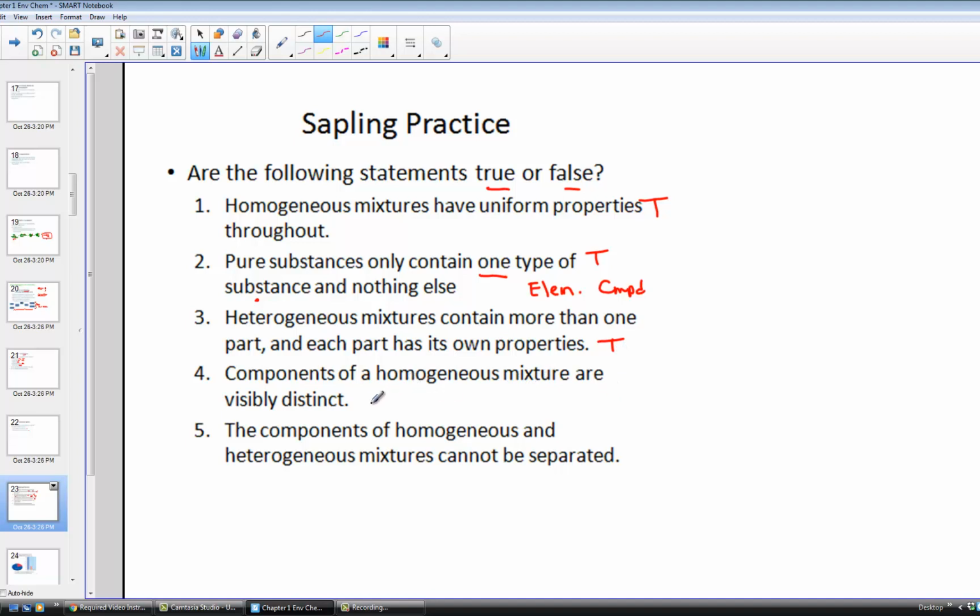Components of homogeneous mixtures are visibly distinct. Oh, there we go. Homo means the same. It would look uniform throughout, not distinct throughout. So that is a false statement. And the last one, of course, the components of a homogeneous and heterogeneous mixture cannot be separated. Well, you know from our lesson just in the previous folder that that's a false statement. The very definition of a mixture says they can be physically separated by physical processes such as evaporation, filtering, distillation, all of those processes that can take a homogeneous or heterogeneous mixture and break them apart.